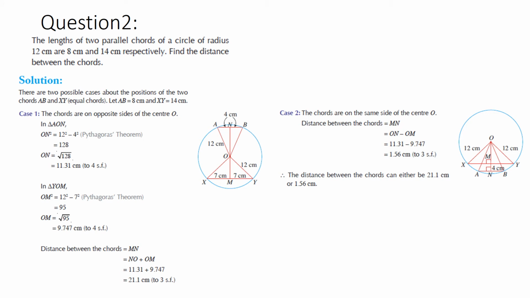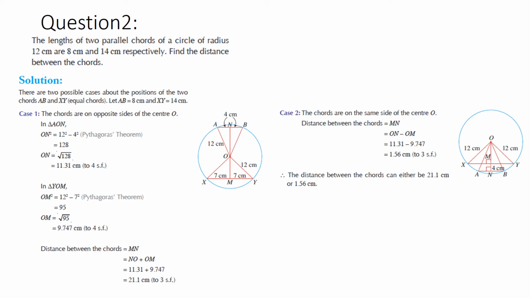Question 2. The length of 2 parallel chords of a circle of radius 12 centimeter are 8 centimeter and 14 centimeter respectively. Find the distance between the chords. Solution. There are 2 possible cases about the position of the 2 chords AB and XY. The chords can be on the opposite side of the center O, and in the second case the chords can be on the same side of the center O.